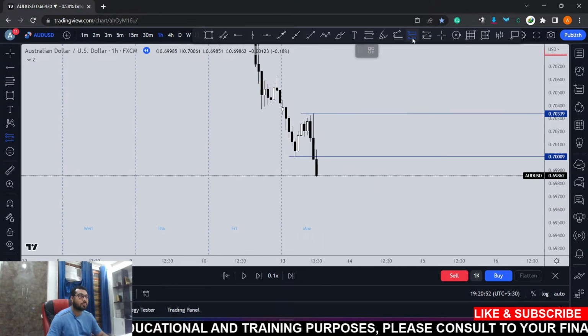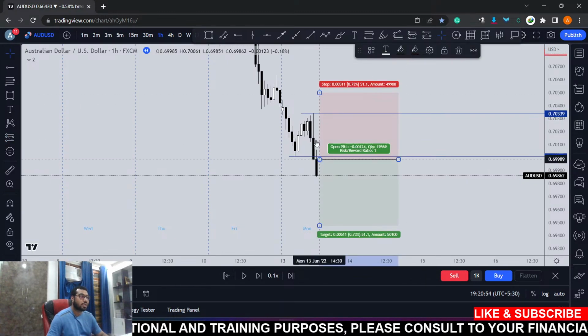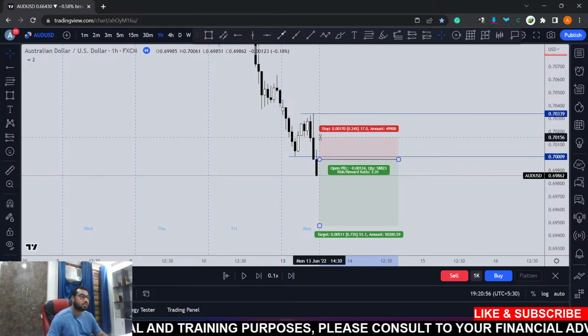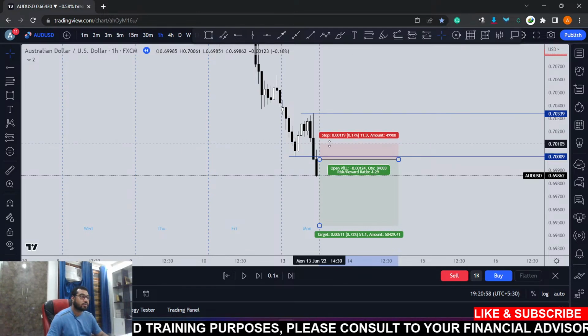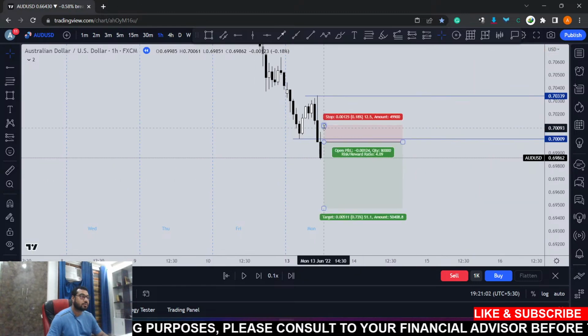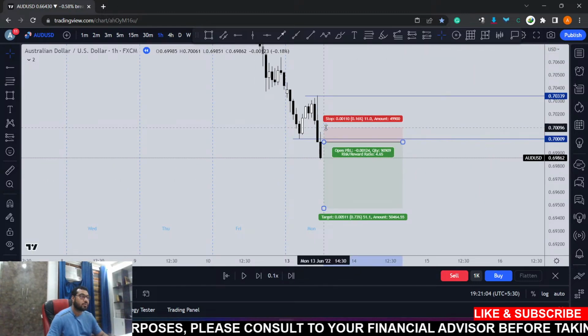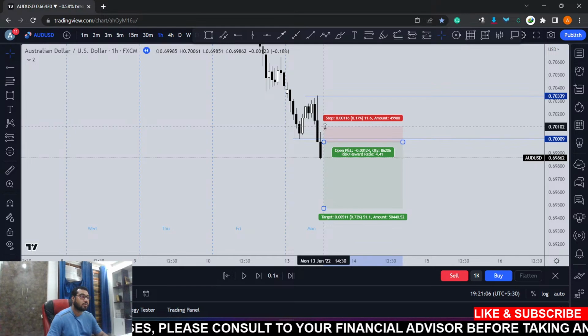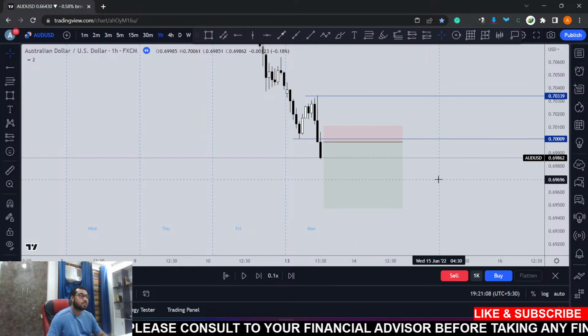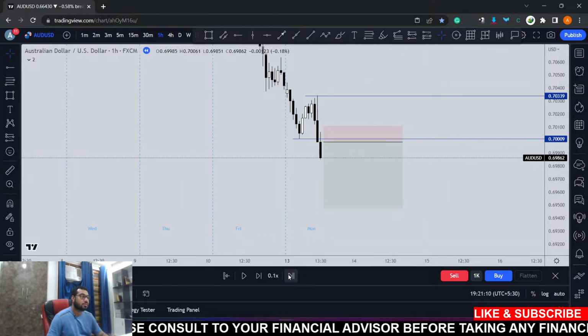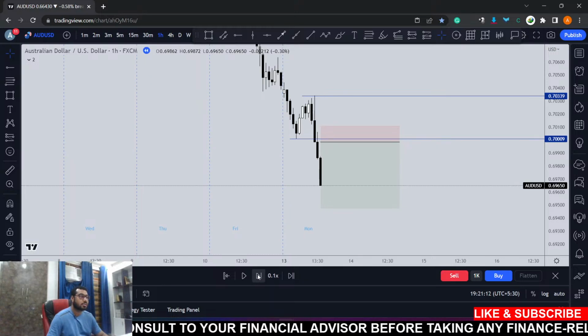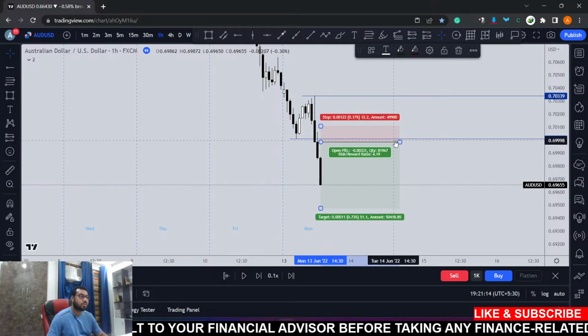Let me just check what my stop will be. On that basis, this is quite good. You can take the risk. If the stop loss were more than this, then I would not like it. But the stop loss is good, so let's take the risk.